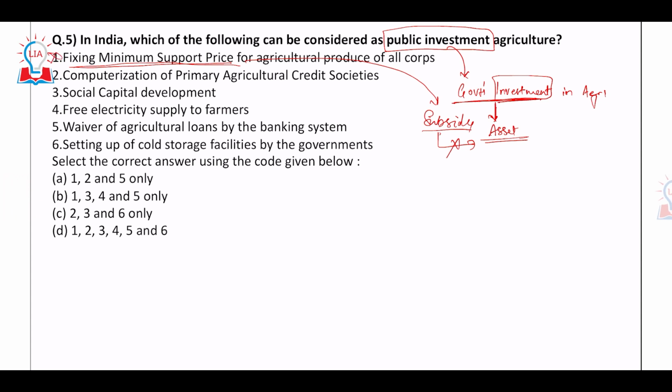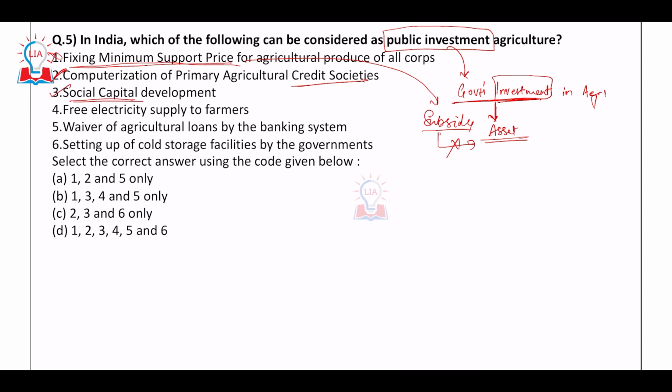Computerization of PACs, primary agriculture cooperative societies or credit societies, absolutely yes, asset is being created. Why? Because it will enhance the productivity of the agriculture sector, and easy access to credit facilities would be there. So that would be 2, right? 2 is right. Third, social capital development.